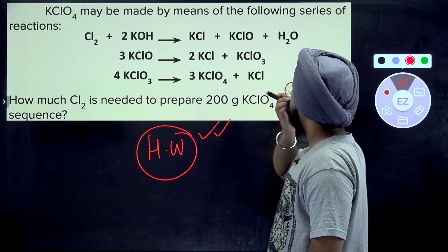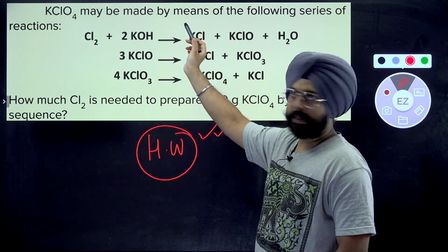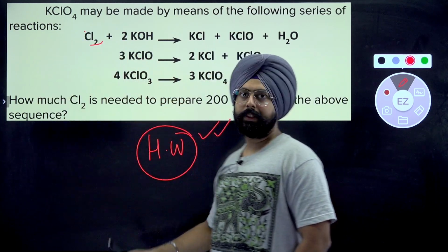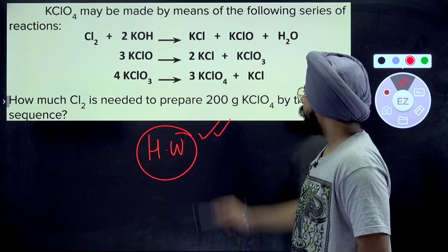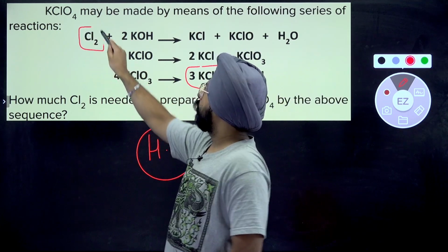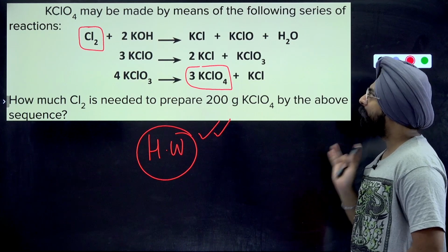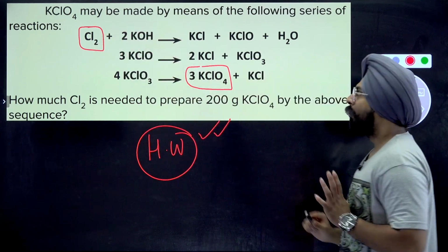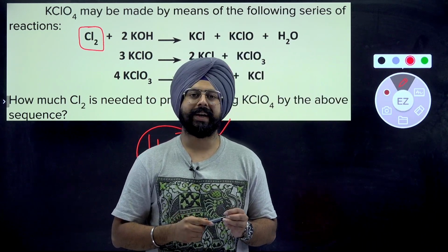So essentially what's happening is that KClO4 is being produced by so many reactions, starting with Cl2. Okay? Starting with Cl2. So you basically have to figure out a ratio between KClO4 and Cl2. Okay? That's the point that you have to focus on. You have to figure out a ratio between these two. So this is your homework. I will solve it for you in the question of the day on Monday at 6 a.m.